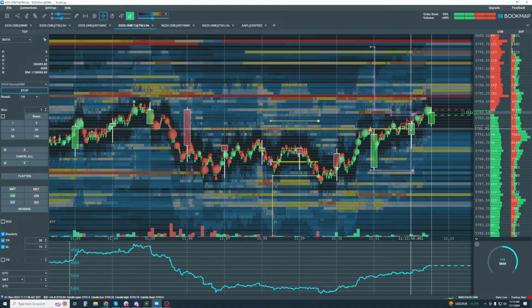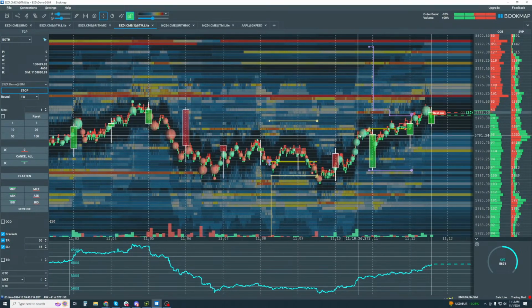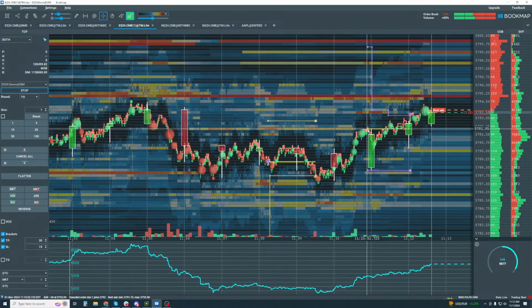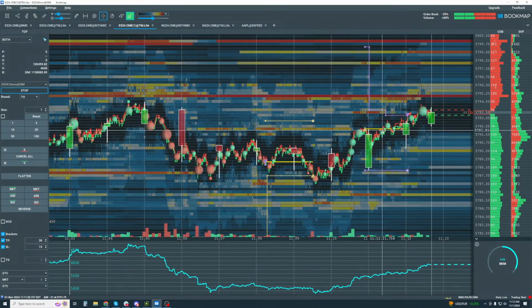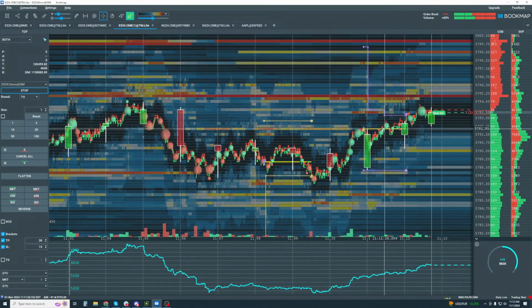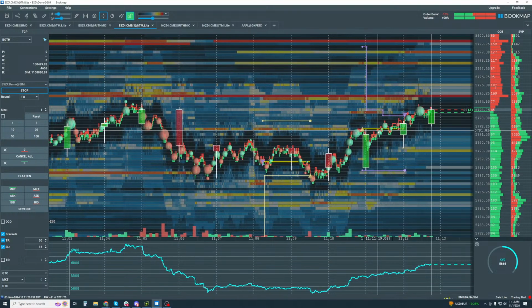Might not have worked out, might have failed up here, but we had all of this buying pressure in here. We were looking for a pullback. We did get it actually, and then we had more buyers back up in here. This would have been a better entry up in here.